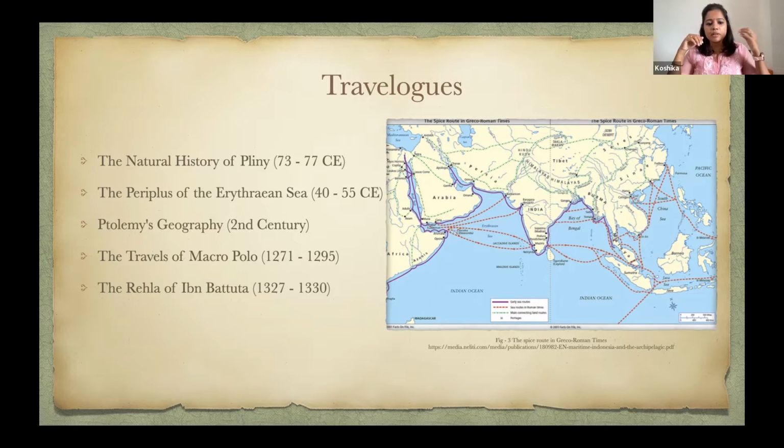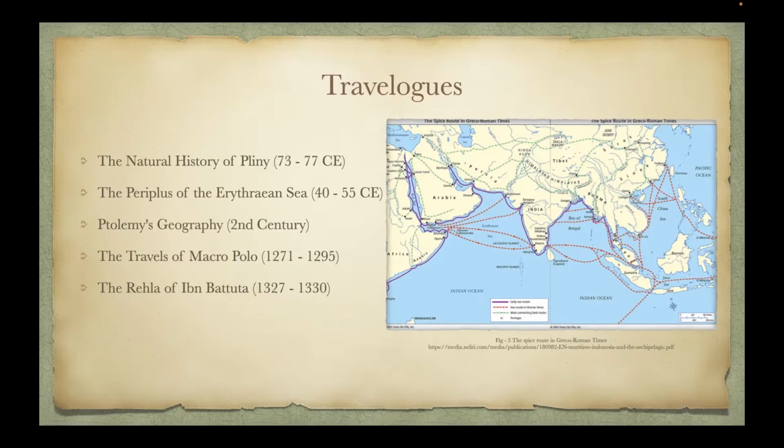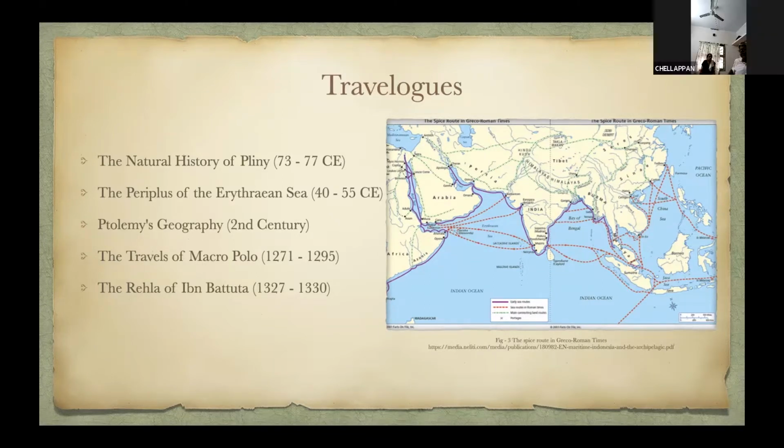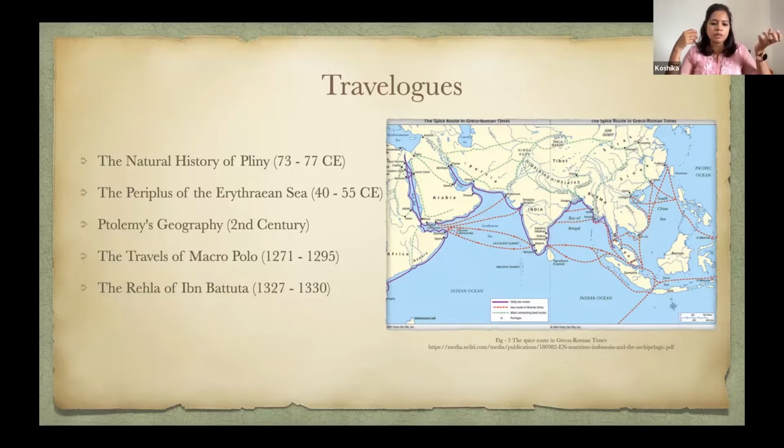The journey was reduced to just 40 days. It just took 40 days for them to reach Tamil Nadu. That is what is said in the Periplus of the Erythraean Sea. Then the travelogues of Marco Polo. Marco Polo's travelogue says that horses were bought from the Arabs for a huge amount of money, because in India, in Tamil Nadu especially, we were not able to breed horses. Arabs are good with horses, and they bought horses from the Arabs for a very huge amount.